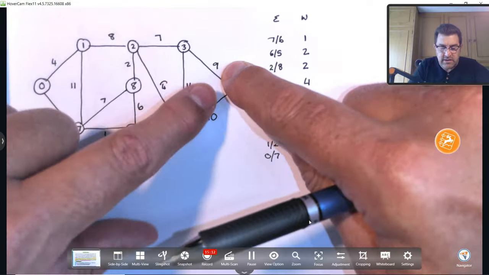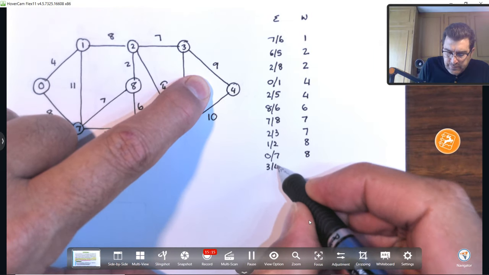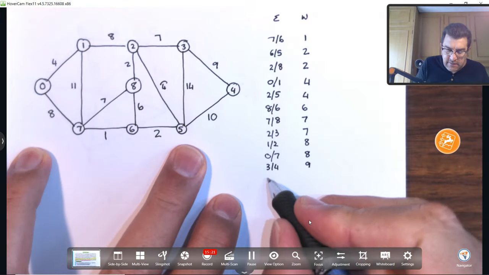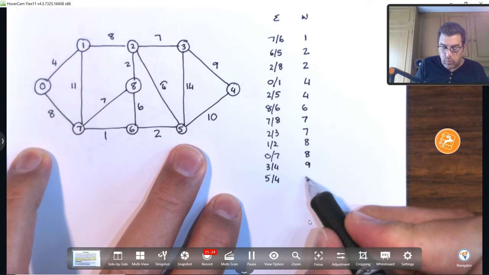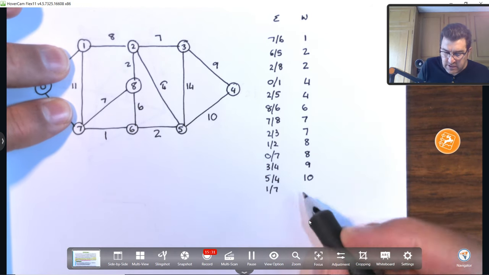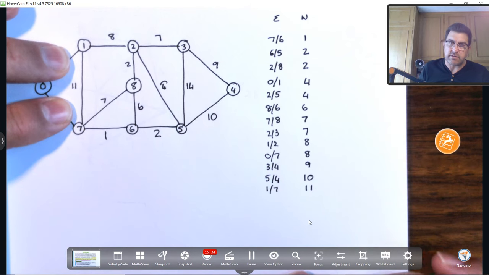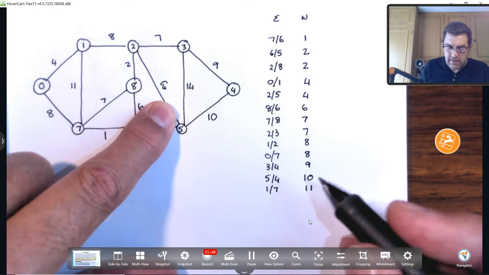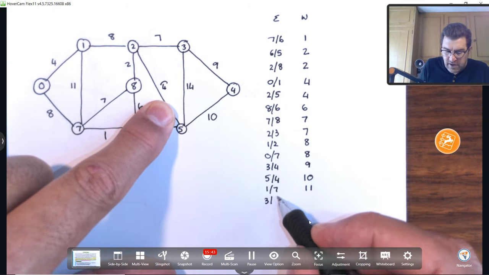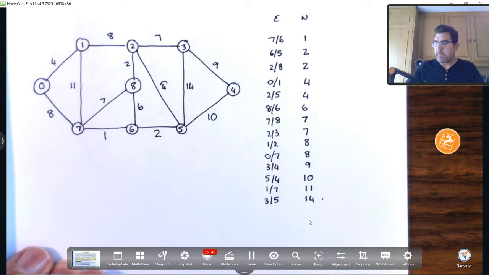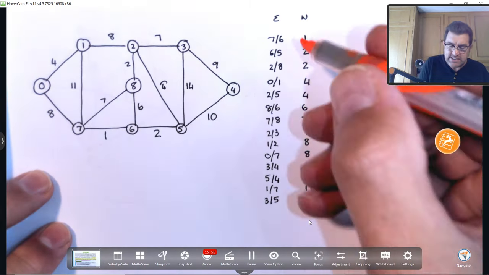Then we have 9. The edge 3, 4 has a weight of 9. There's not another 9, there's a 10. So the edge 5, 4 has a weight of 10, and then we have a weight of 11 at 1 and 7. Now you can see why we call this a greedy algorithm. It takes some time to do this job. Okay, so 11, there's no 12, there's no 13, and then the last edge is 3, 5, which gives us 14 as a weight.